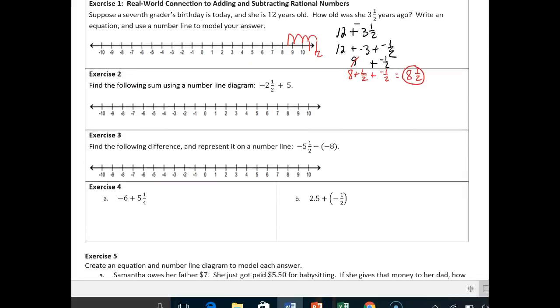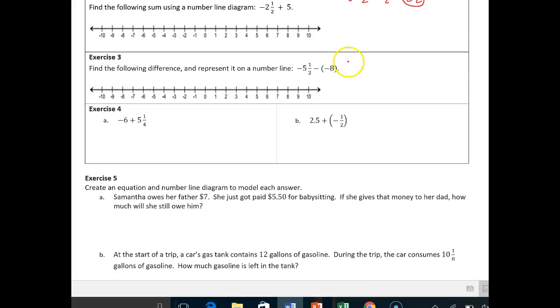Exercise 3, negative 5 and 1/2 minus negative 8. So first of all, we have to keep change. We have to say plus positive. So we have negative 5 plus negative 1/2 plus positive 8. And negative 5 plus 8, we'll combine those by using the commutative property, so negative 5 plus 8 plus negative 1/2 gives us 3 here, DSSL, plus negative 1/2. So we have 3 plus negative 1/2.